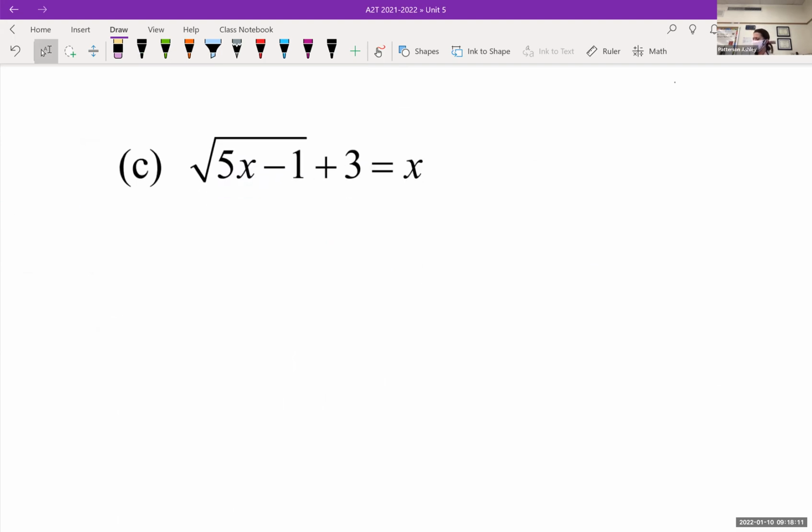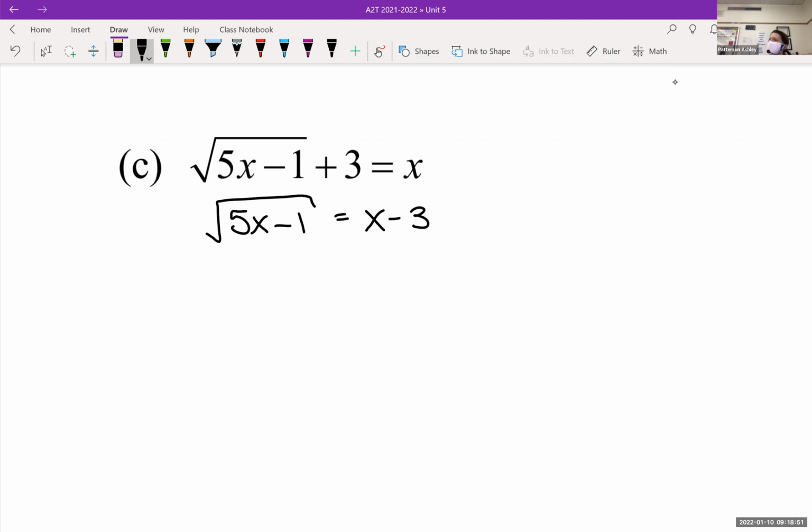Oh, wait a second. Well, all right, it's a little bit strange. It doesn't look like anything we've seen yet, but I do see a radical, and I know that Mrs. Patterson keeps harping on the fact that I need to isolate the radical. So let's isolate the radical by subtracting 3 from both sides. We get the square root of 5x minus 1 is equal to x minus 3. I'm still a little iffy because there's 2 x's, one under the square root and one on the outside. But I'm going to keep going with what we know so far.